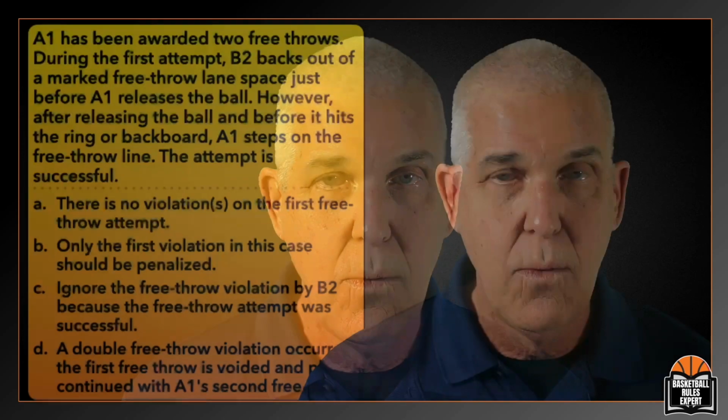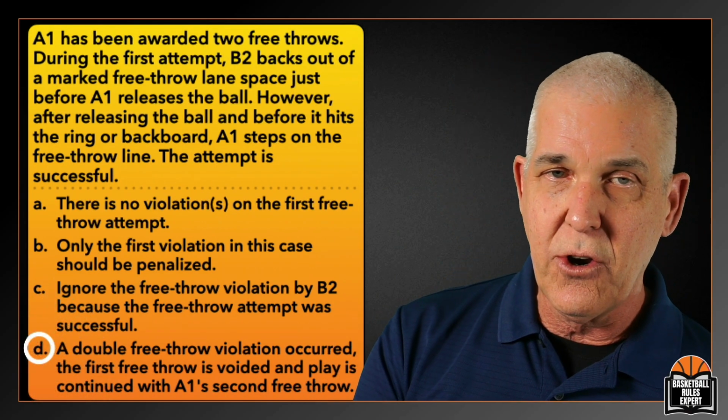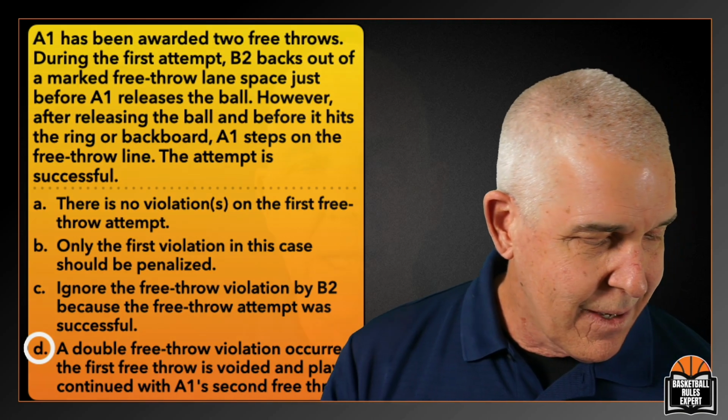So we have a simultaneous violation by the opponent and violation by the thrower. Anytime we have a simultaneous violation, the ball is immediately dead, right? If the offensive team is involved, the ball is immediately dead by rule. That free throw will not count. Simultaneous violation, we will move on to the next free throw. So our correct answer here is a double free throw violation occurred. The first free throw is voided and play is continued with A1's second free throw.